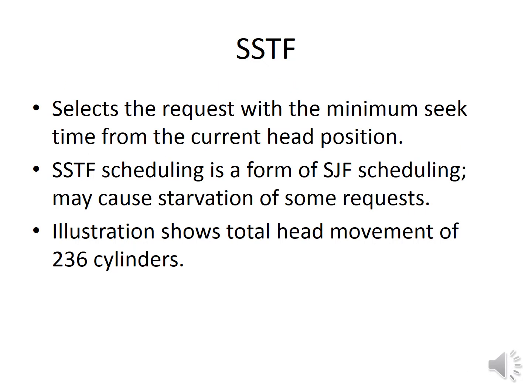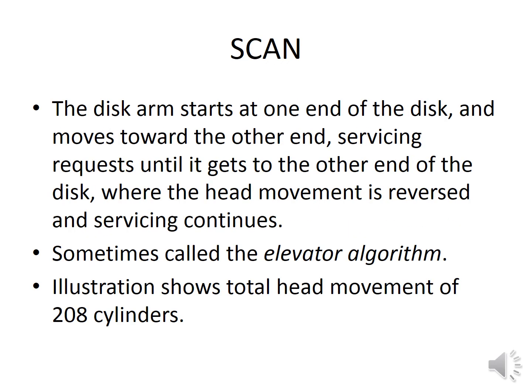SSTF, shortest seek time first. It selects the request with the minimum seek time from the current head position. SSTF scheduling is a form of SJF, shortest job first scheduling. It may cause starvation of some requests. The illustration shows a total head movement of 236 cylinders.